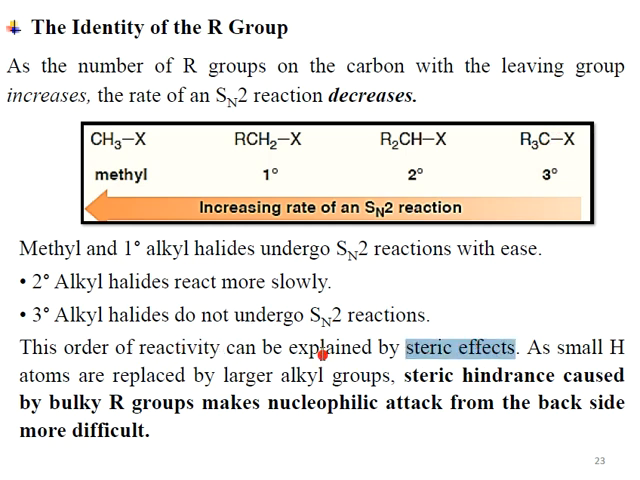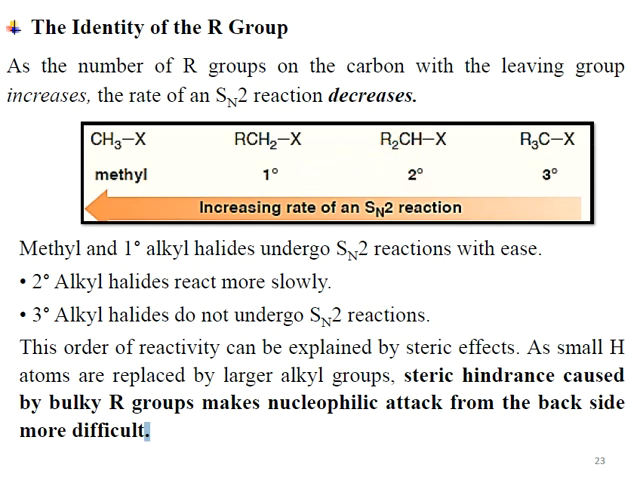This order of reactivity can be explained by the steric effect. As small hydrogen atoms are replaced by larger alkyl groups, the steric hindrance caused by bulky R groups, meaning big R groups, makes the nucleophilic attack from the backside more difficult. Okay, more difficult, not easy. Here the attack from the backside is not easy. Here it is easy. Here also easy. Here the reaction will happen, but very slowly.